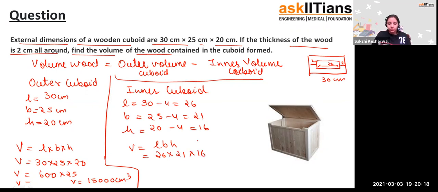Now you do the calculation. I did the calculation over here. So the calculation is equal to 8736 centimeter cube. So the total volume is what you just subtract: 15,000 minus 8,736, which is equal to 6,264 centimeter cube. This is your answer.